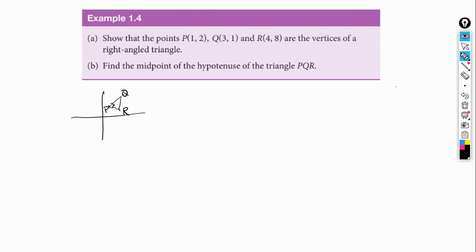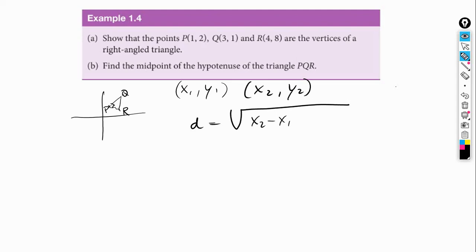Remember that the distance between 2 points, let's call them x1, y1, and x2, y2, is given by the distance formula: the square root of x2 minus x1 squared, plus y2 minus y1 squared. If we apply this, we would find the distance between 2 points. Now this is based on the Pythagorean theorem. In the textbook, you can see the proof.